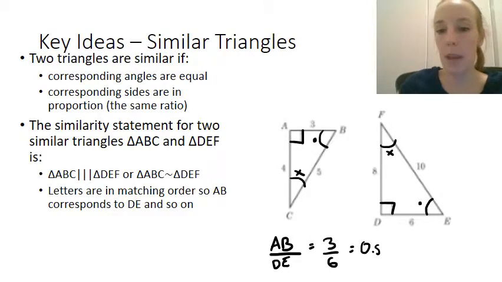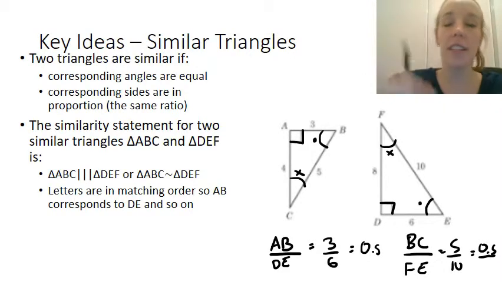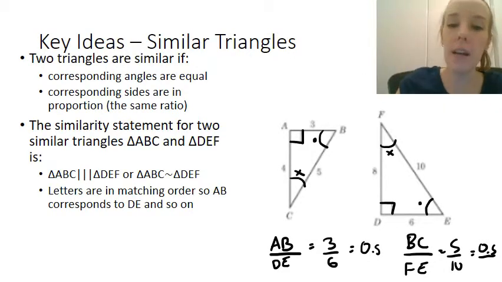So that would be the same as, so let's go BC over FE, that's 5 over 10 equals 1 over 5, which is 0.5. So you can see that all of our sides are in the same ratio. So all our angles are equal and all our sides are in the same ratio. So this means those two triangles are similar.